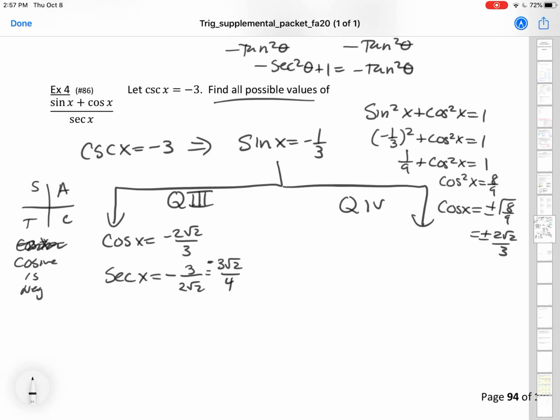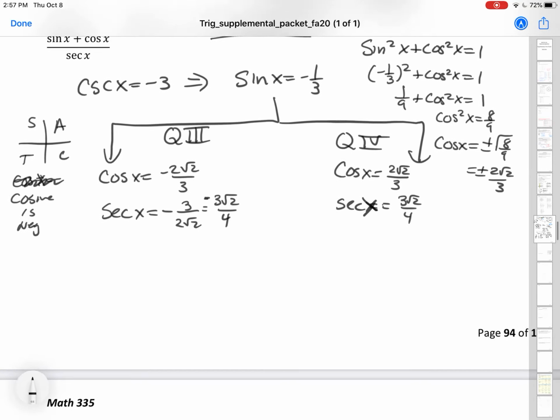The other option is that we're in quadrant 4 and cosine's positive. That was an option over here. So cosine x could have been 2 root 2 over 3, and secant x then could have been 3 root 2 over 4. Okay, so that's what we're looking at there.